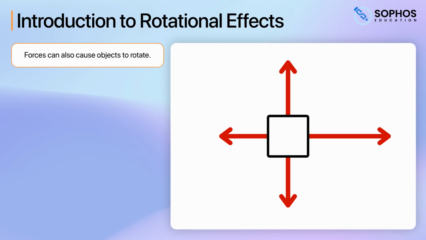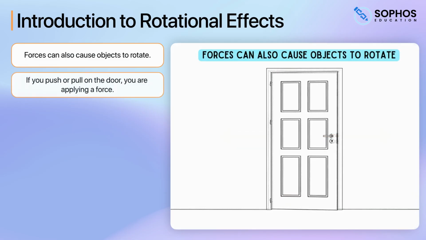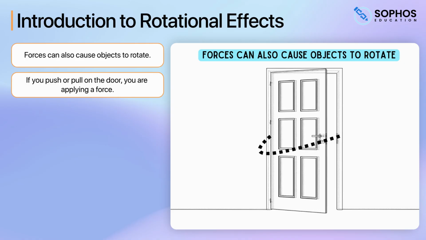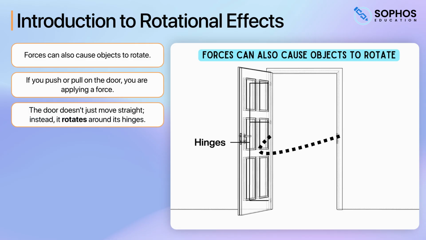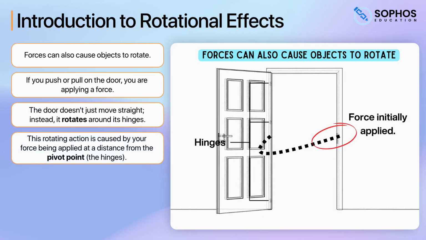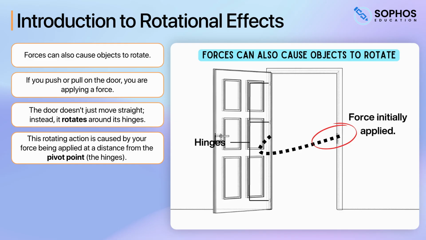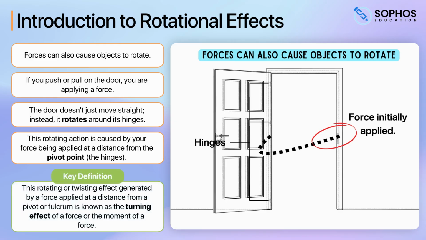To illustrate, consider trying to open a door. If you push or pull on the door, you are applying a force. However, notice that the door doesn't just move straight. Instead, it rotates around its hinges. This rotating action is caused by your force being applied at a distance from the pivot point, the hinges. This rotating or twisting effect, generated by a force applied at a distance from a pivot or fulcrum, is known as the turning effect of a force or the moment of a force.